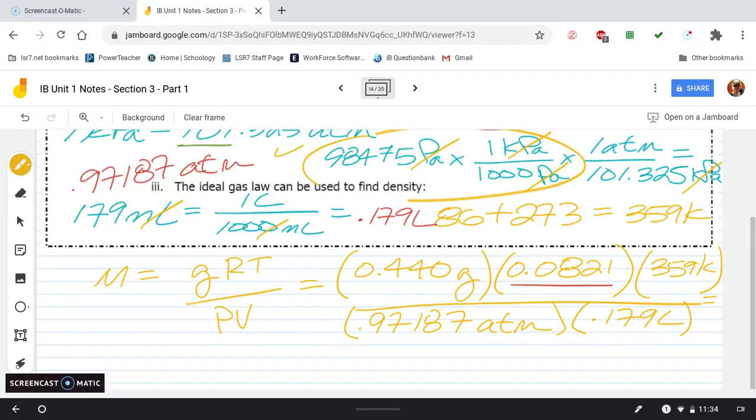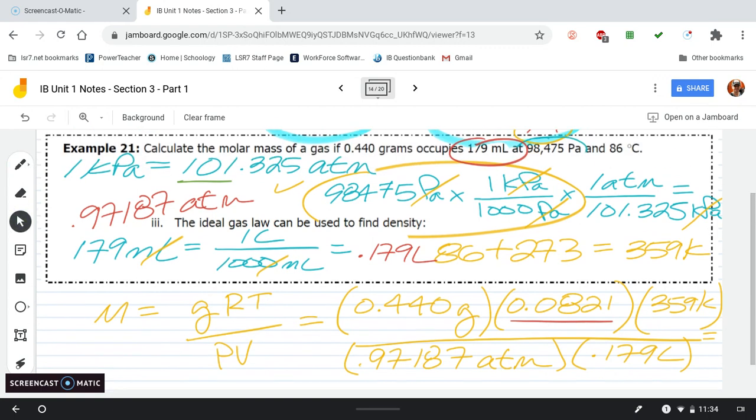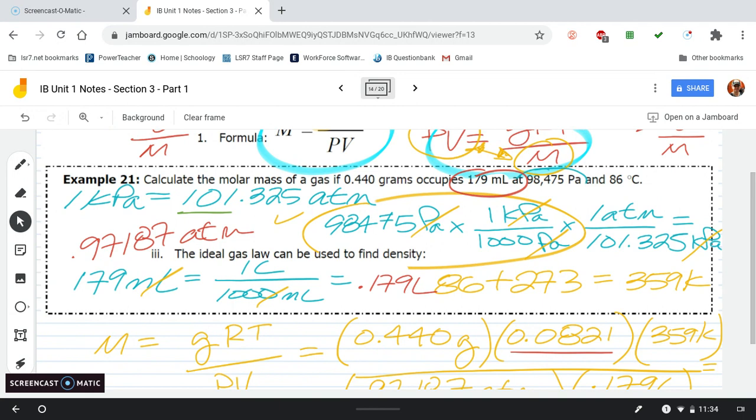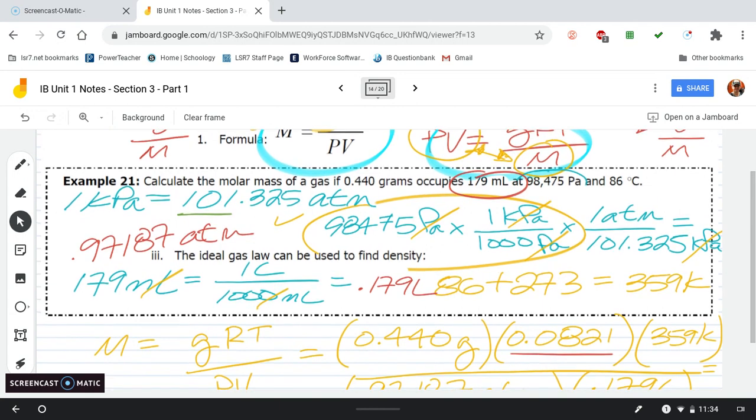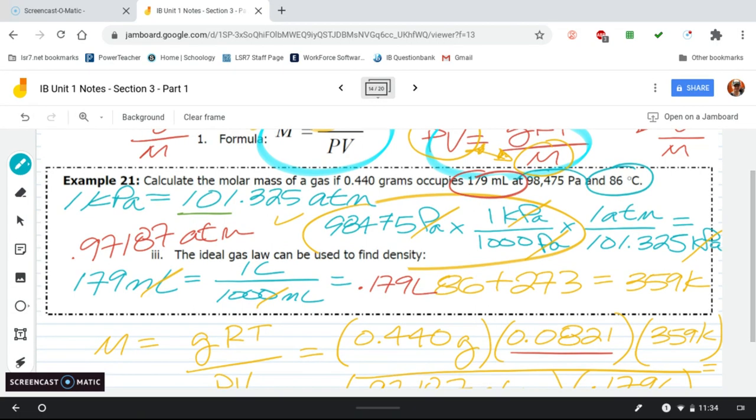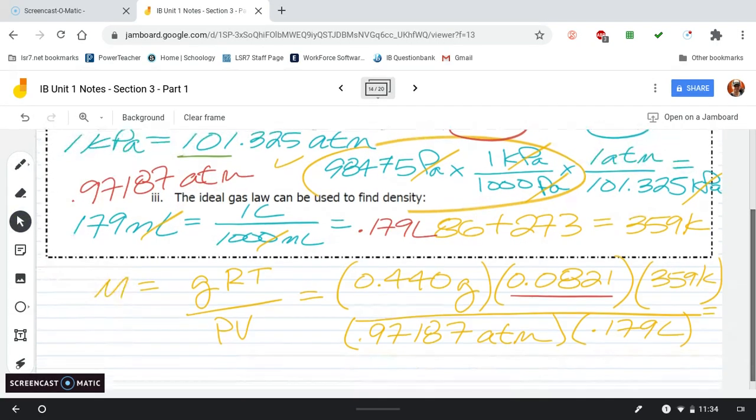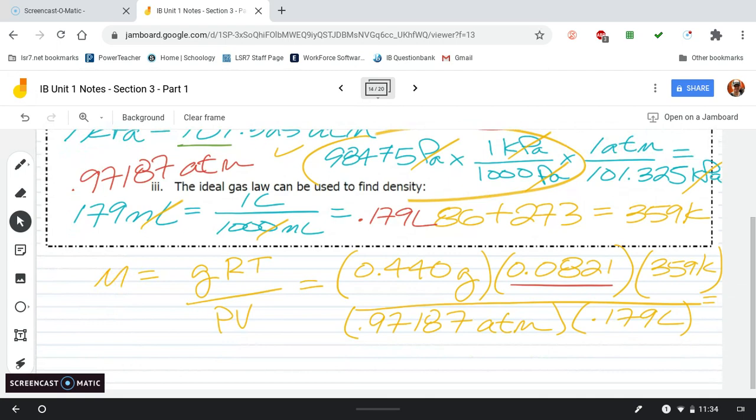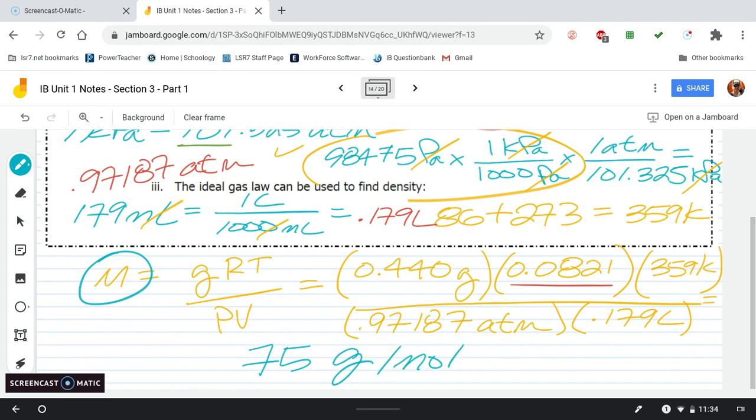And then when we do all that, I got, let's see, how many sig figs do we want? The 86 kind of stinks. It takes us to 2 sig figs right here, but I guess that would be right. So let's go to 74.5 or 75. So 75. Molar mass is grams per mole. So there we go. Okay, I'm going to pause it here and we'll pick it up on the next video.